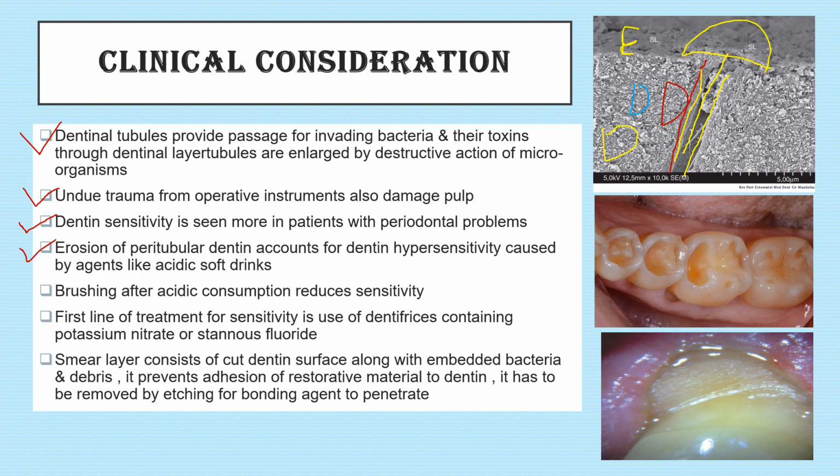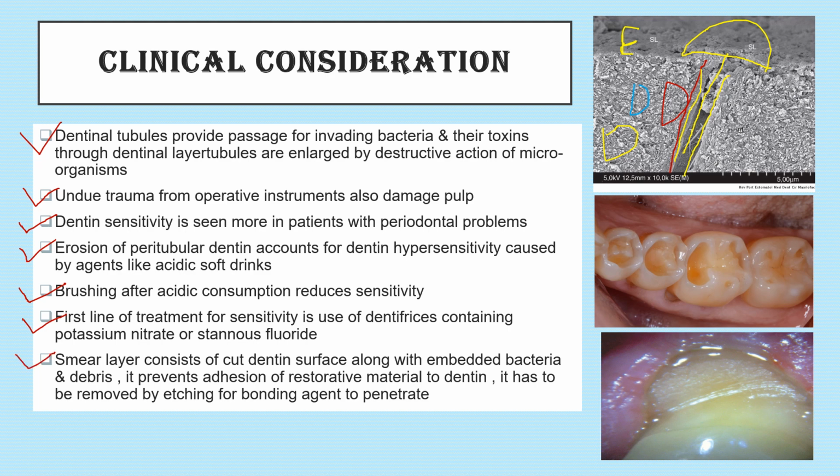Brushing after acidic consumption reduces sensitivity. Means after you take any food, if you do proper brushing, the residue of that food or juices will get off, and the chances of getting erosions or any dental exposures or sensitivity is reduced. Okay, first line of treatment for sensitivity is use of dentifrices containing potassium nitrate or stannous fluoride. This is a clinical consideration, like we use the toothpaste which contains potassium nitrate or stannous fluoride to reduce the sensitivity.